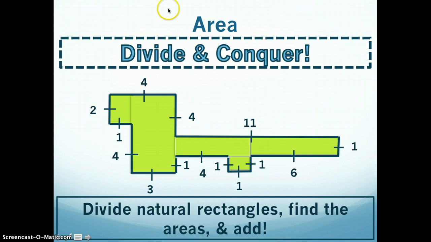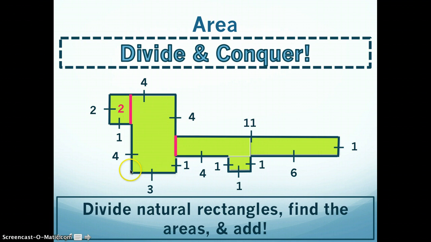On that far left side over here, we have this little appendage sticking out. So we're going to separate that one because it's a really natural dividing point for a rectangle. Now, we have a new rectangle. We have a length of 1, a width of 2. You multiply 1 times 2, you end up with an area of 2. So let's continue to separate this shape.